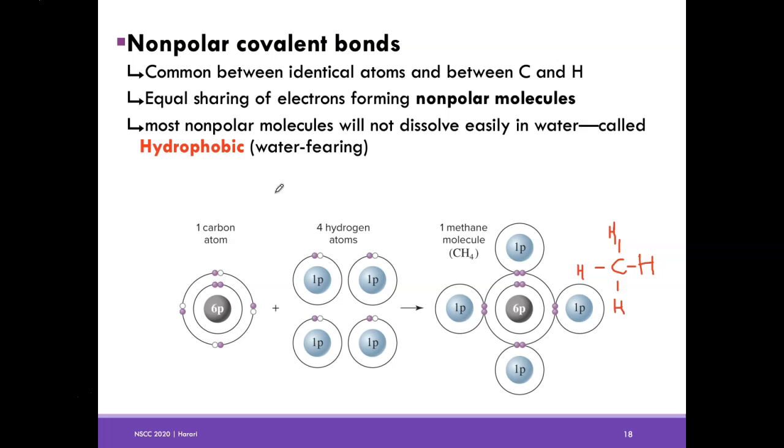So a nonpolar covalent bond means electrons are shared equally, and when that happens, it does not dissolve easily in water. So they're hydrophobic. Examples of nonpolar molecules are oils and fats and waxes. They don't dissolve well in water.